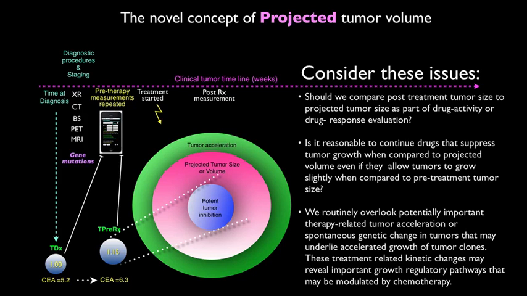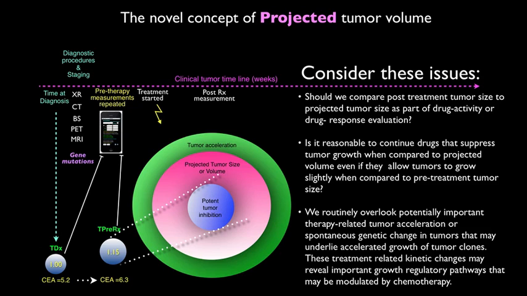Should we routinely compare the post-treatment tumor size to the CancerPal projected tumor size as part of drug activity or drug response evaluation? Is it reasonable, as we suggest, to continue drugs that suppress tumor growth when compared to projected tumor size, even if the drug allows slight tumor growth when compared to the pre-treatment tumor size?